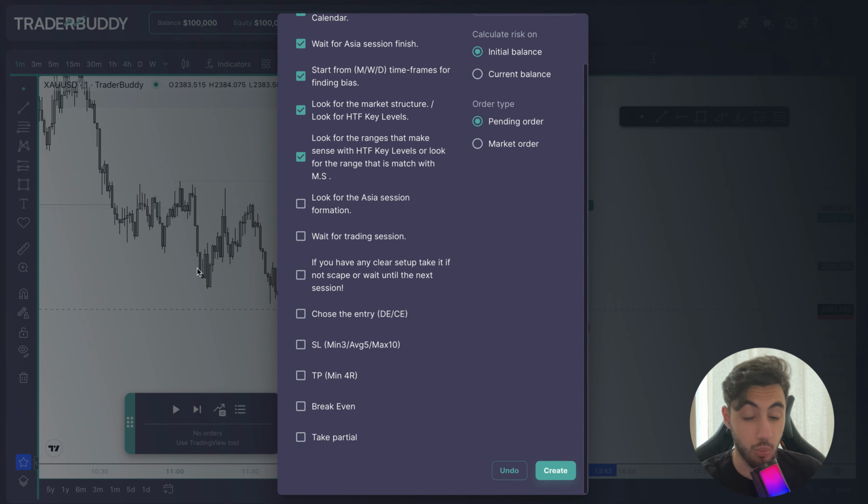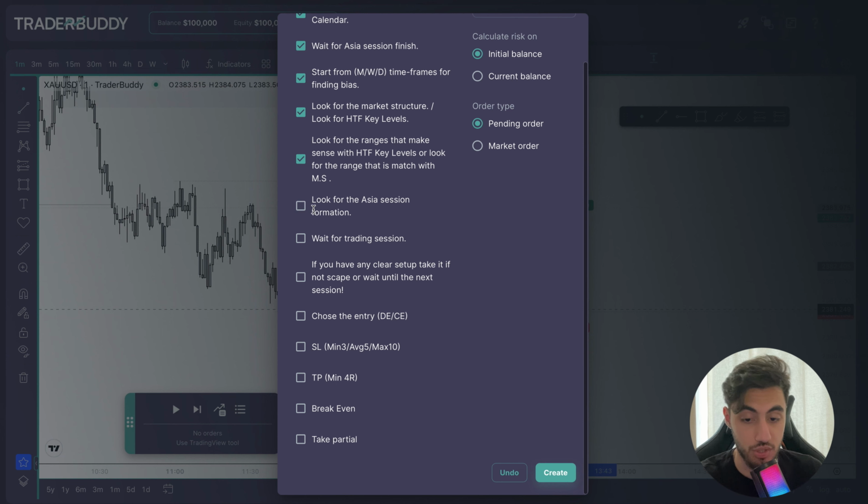Yeah, you just find a range, 1 hour range, the major range, look for the Asia session formation. Asia session formation created a strong low. So that means that low is going to hold. Wait for trading session. Yeah, pretty much we are at, let's say, the end of the London session. Let's say near the NY kill zone. If you have any clear setup, yeah, I have.